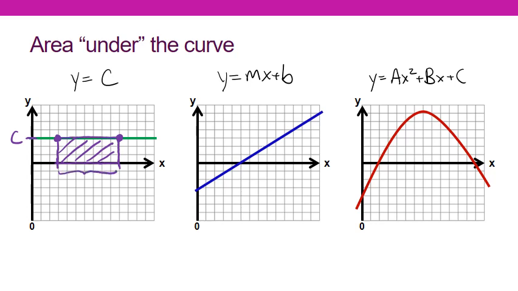This is just my change in x, right? It's my final x minus my initial x. And the height of this rectangle, well, that's just c. That's just the distance between my x-axis and my line, which is c. And so my area is equal to c times the change in x.